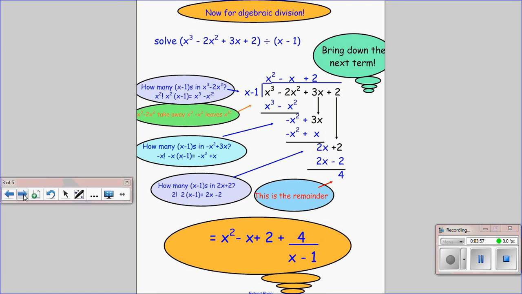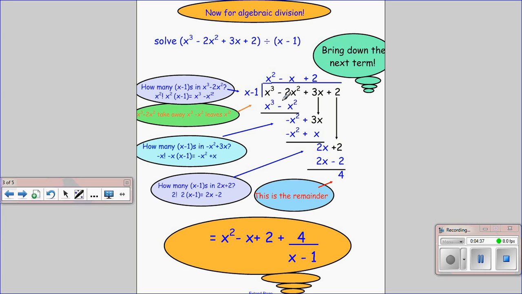Okay, so now let's try our algebraic division. So it's the same thing, but the thing we're dividing by is over here. And then we're going to divide this expression here. So we start, how many x minus 1s fit into x cubed? So what we do really is we look at the leading term, the biggest number. So what would I multiply x by to get to x cubed? If I multiply x by x squared, I will get x cubed. So I've got x, but I need to multiply all of it. So I've got x cubed minus x squared.